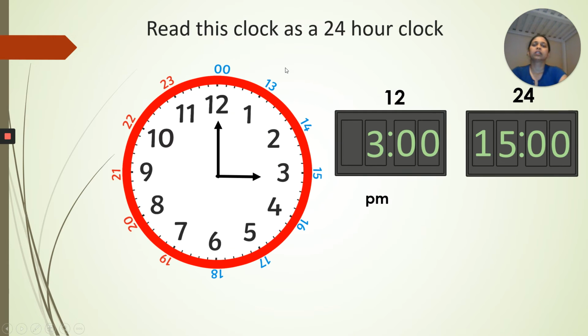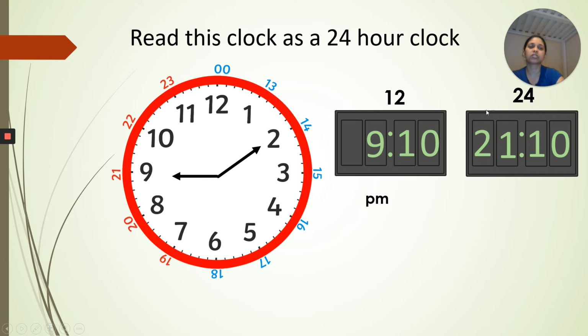Okay, right. We're going to read this clock as a 24-hour clock. So we know that our 24-hour clock always runs in the PM. So if this is your 12-hour clock, in your 24-hour clock, remember your hours always come first. So your hour in your 12-hour clock is 3. So that means in your 24 hours, 3 is 15. Okay? Because 12, 13, 14, 15. So 15 hours.